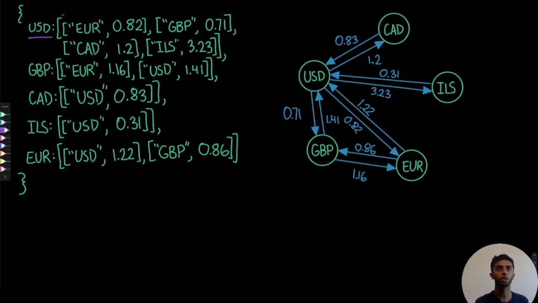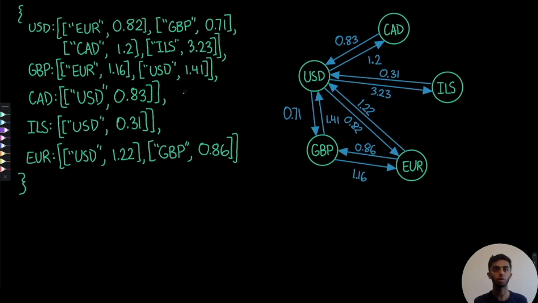Similarly, from US dollars to the pound is 0.71 because of this exchange rate. Your job is to return the maximum exchange rate between two currencies, and those two currencies will be given as an input.